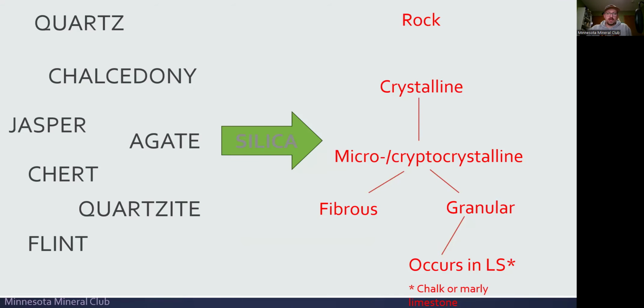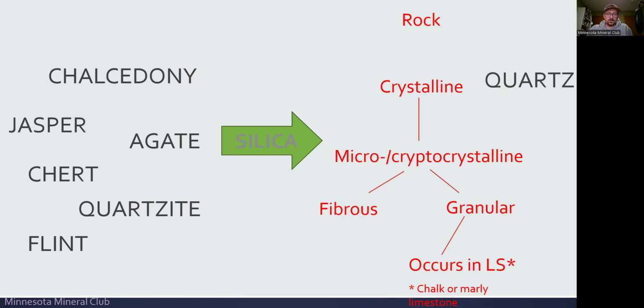So looking through a diagram of silica, quartz can be arranged in multiple different ways. We've got crystalline forms, micro or cryptocrystalline forms, and within those cryptocrystalline forms, you can have fibrous or granular orientations. And so we've got the different minerals and terms on the left, and we'll try and match them up with the terms on the right. To go through this, the first one we'll do is the crystalline form. And so the crystalline form would be quartz.